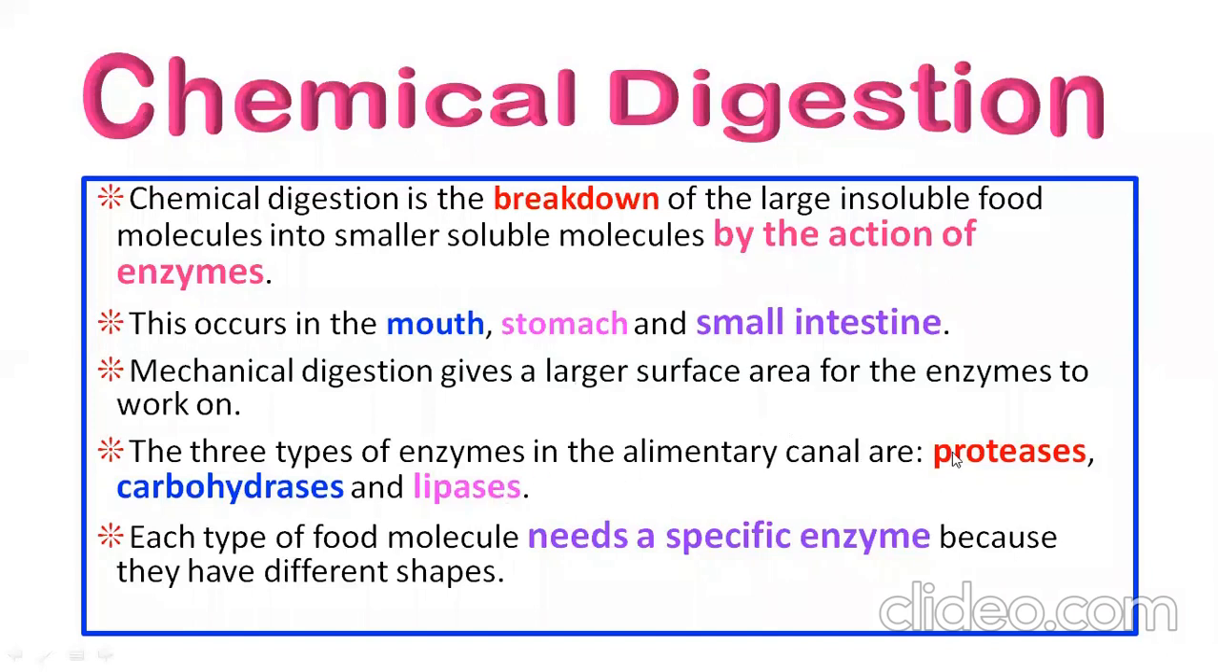Once again, listen: protease converts protein into amino acids. Carbohydrase converts carbohydrate into glucose, because glucose, a monosaccharide, is the small basic unit. Lipase acts on lipids, for example fats, converting them into fatty acids and glycerol. Each type of food molecule needs a specific enzyme because they have different shapes. This is enzyme specificity, but we will not go into that. Protease acts only on protein because the active site of protease is complementary to the protein substrate.